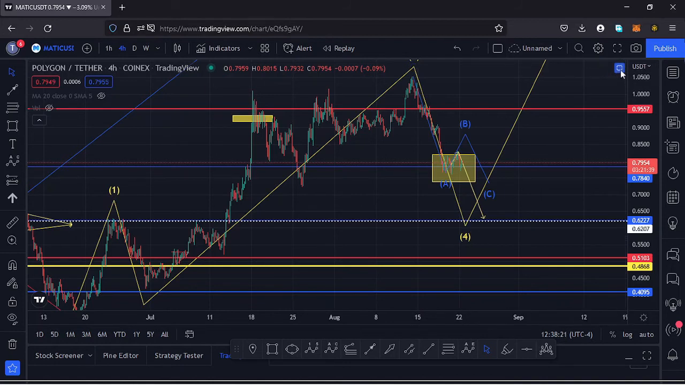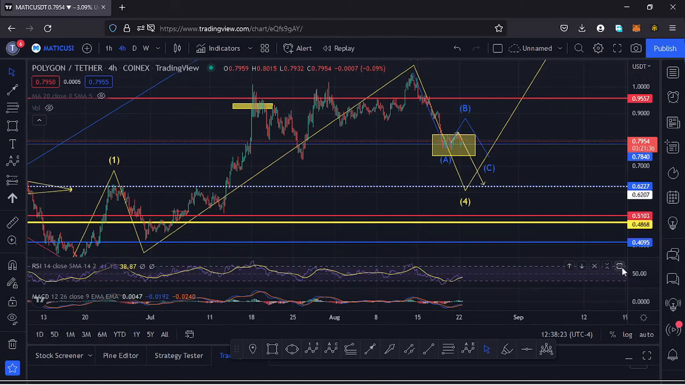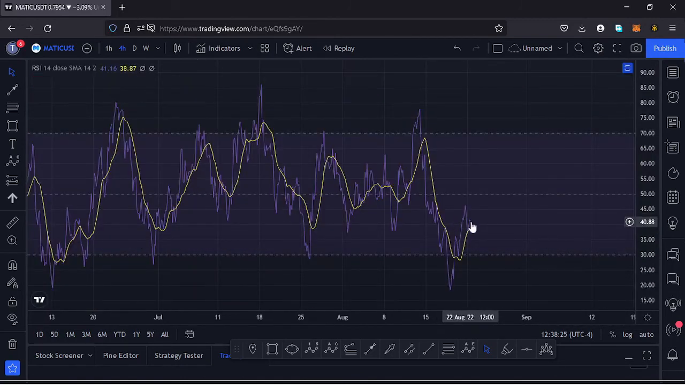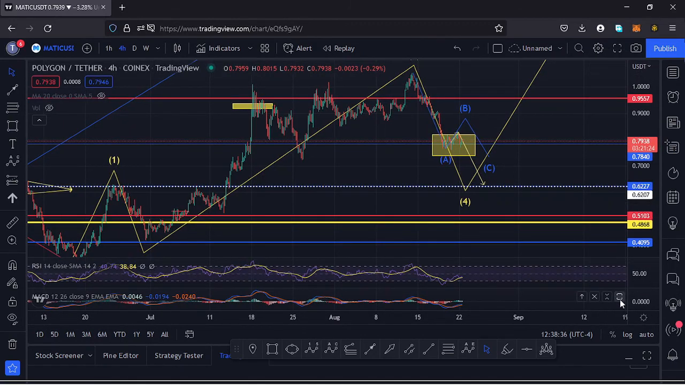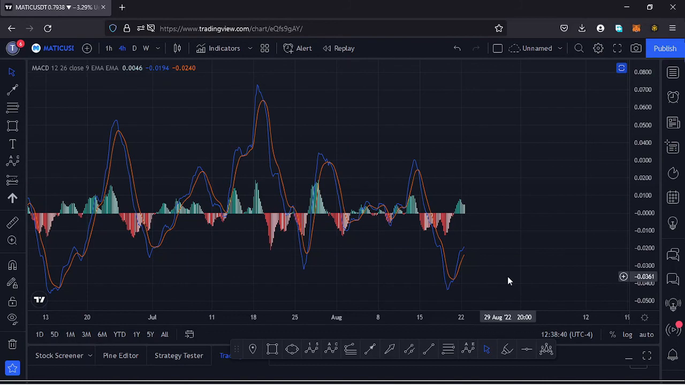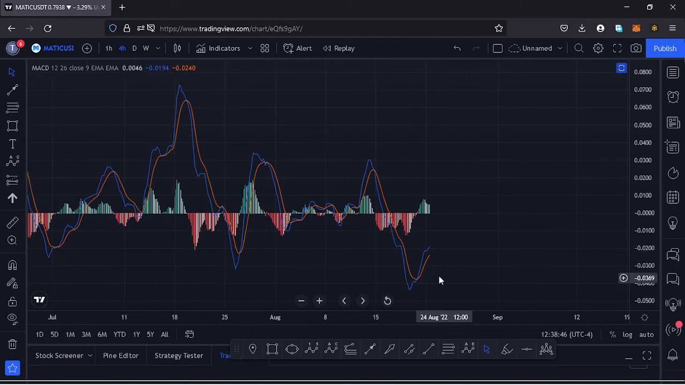Also taking a look at the indicators here on the RSI. On the RSI we are trading at around the 41 mark, so we have massive room to support any movement to the upside to maximize the formation of our wave B and then continue heading straight to the lower side to maximize our yellow target area. Also taking a look at the MACD, here on the MACD we have printed a bullish cross, so let's be patient and see how that plays out, and I'll keep you updated.